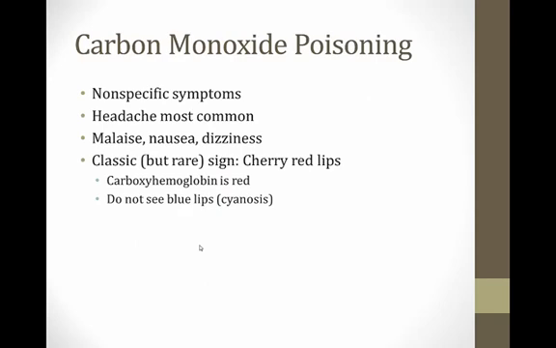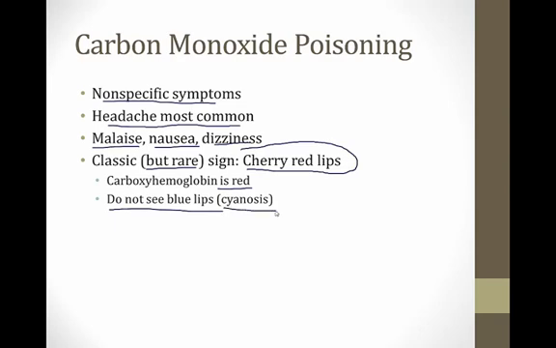Patients who get carbon monoxide poisoning usually have nonspecific symptoms. Headache is one of the most common symptoms. They may be tired, they may be nauseous, they may be dizzy. There's a classic but very rare sign, which is cherry red lips. So carboxyhemoglobin, which is hemoglobin bound to carbon monoxide, is red, and so the patient will have bright red lips. You will not see the blue lips you would expect in a patient who might have trouble breathing from cyanosis.